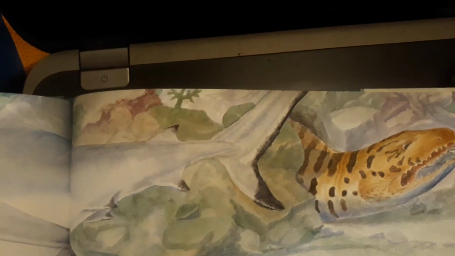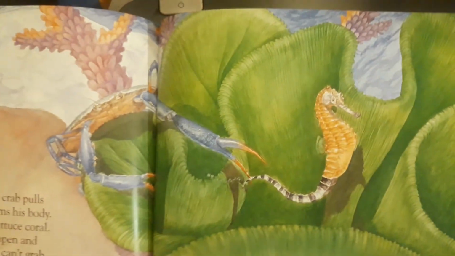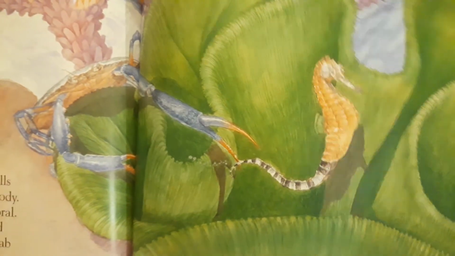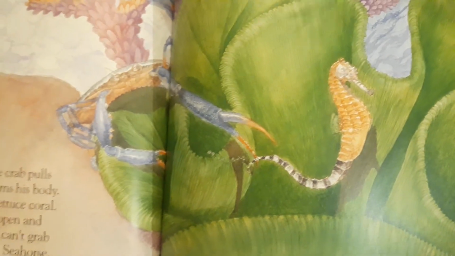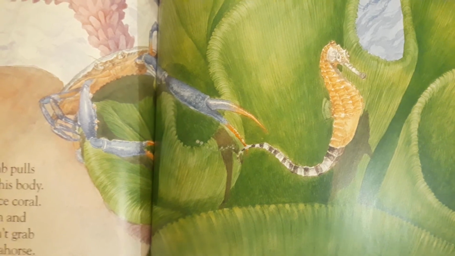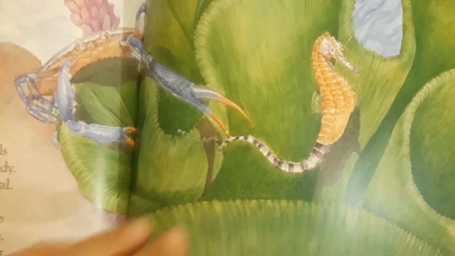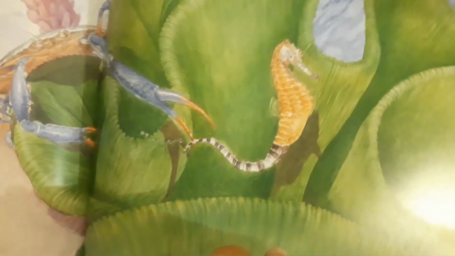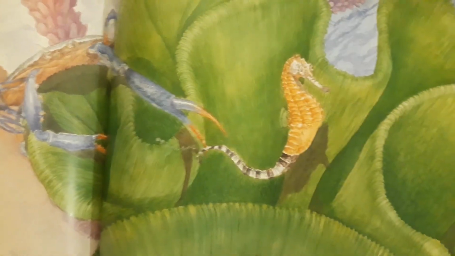Suddenly, Seahorse feels a sharp pinch. Something is pulling him. Uh-oh, look at that. What's got him? What is that? It looks like a crab. A swimmer crab has grabbed hold of Seahorse's tail. The crab pulls Seahorse away from the coral. Seahorse twists and turns his body. He pulls free and wedges his body tightly inside the lettuce coral.